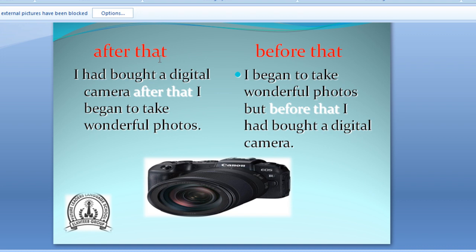After that is the synonym of before, and before that gives the same meaning as after. After that means before, and before that means after. I had bought a digital camera. After that, I began to take wonderful photos. I began to take wonderful photos, but before that, I had bought a digital camera.